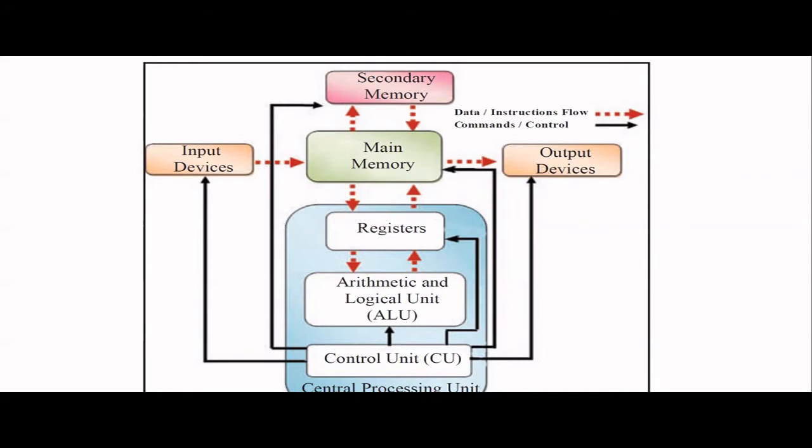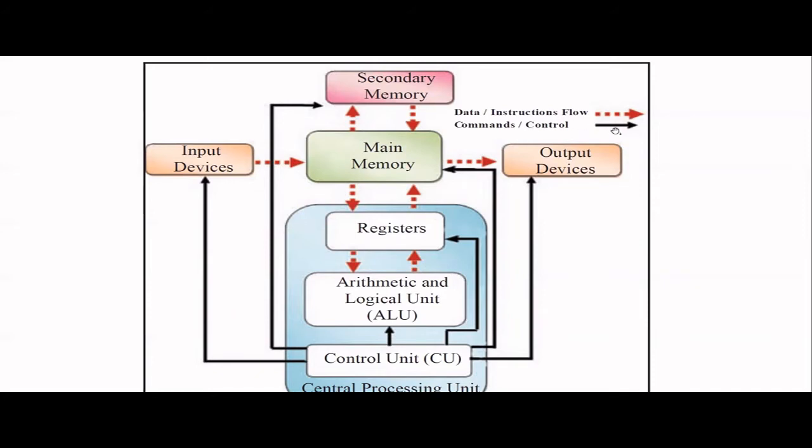This data and information can be stored in the secondary memory as well. We will talk about what main memory is and what secondary memory is, and what the difference is. This is for permanent storage, so it will be saved here in the secondary memory.